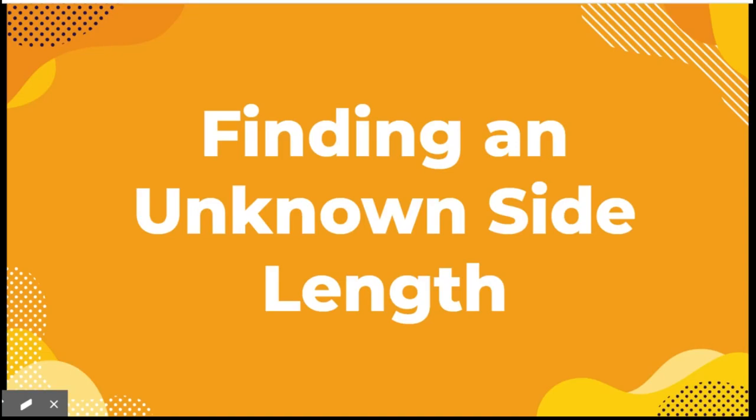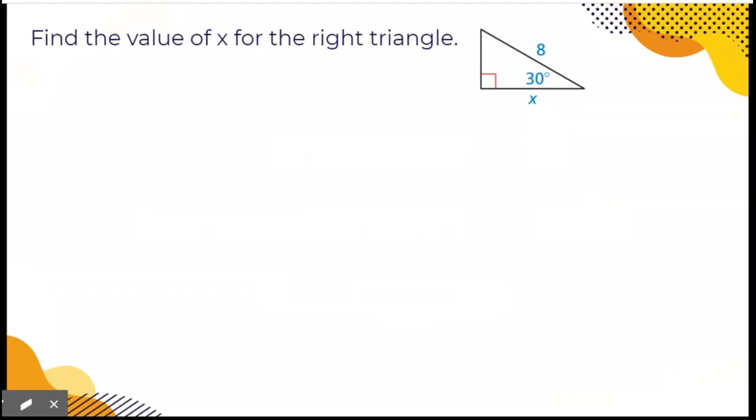Finding an unknown side length. Find the value of x for the right triangle. The given right triangle is this figure. As you can see, we do have an angle here which is equal to 30 degrees. We also have the measurement of this side that is equal to 8 and another measurement of this side which is equal to x. For our solution, step number 1, we need to identify the given.